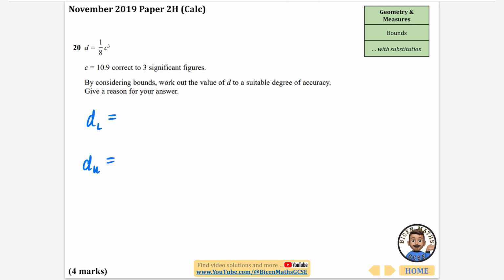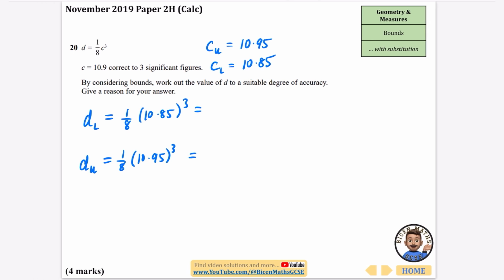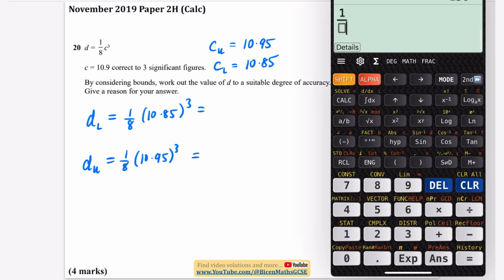So because we're using C, I'm going to see that the upper value of C is going to be 10.95, and the lower value of C is going to be 10.85. So when I want to do the lower value of D, I'm going to do an eighth times the lower value of C cubed. And for this one, I will do it with the upper value of C, and that one will be cubed. And then we're going to compare those answers and give it to a suitable degree of accuracy. So I'm going to type in 1/8, and then in my brackets, 10.85 cubed.